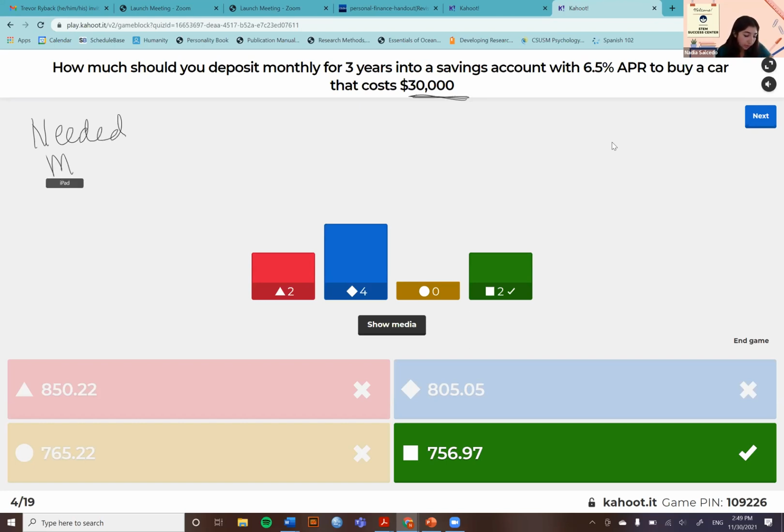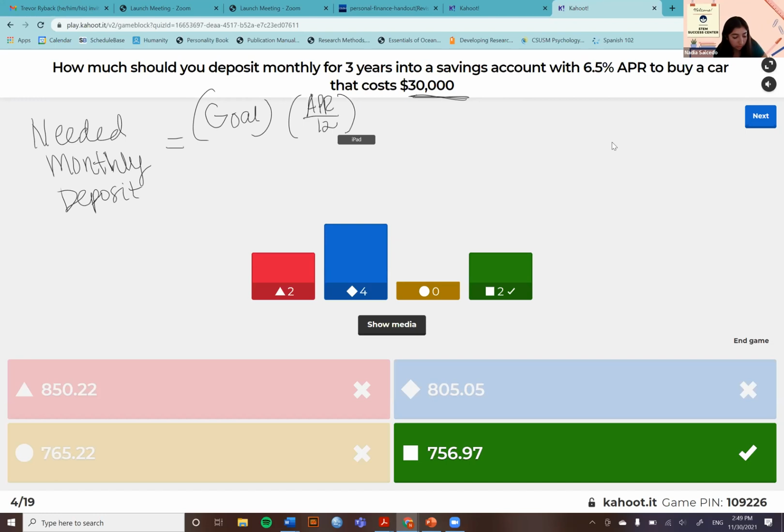I'll go ahead and write the formula. Needed monthly deposit formula. It's going to be our goal times our APR over 12, and all of that is going to be divided by 1 plus APR over 12, raised to the n times y, minus 1.